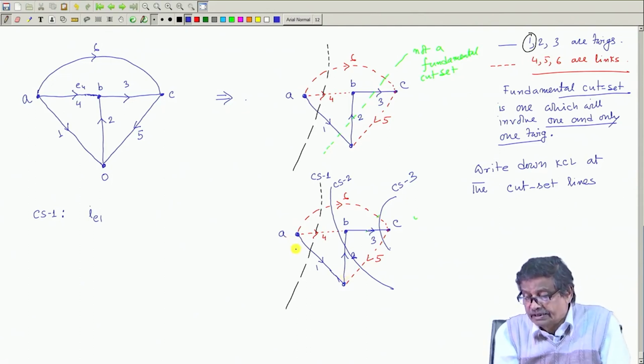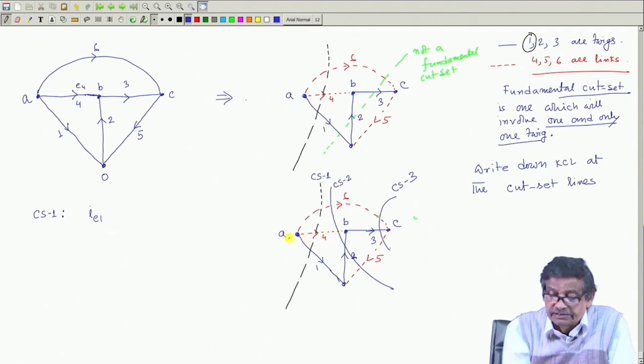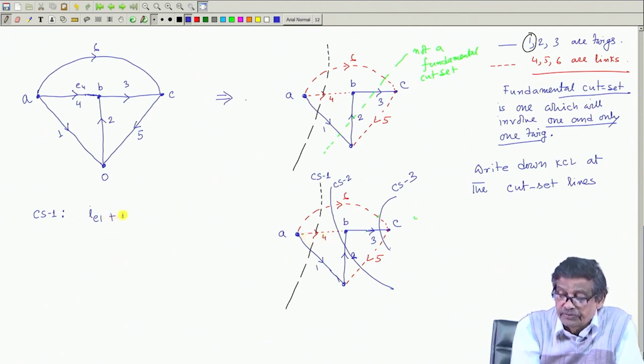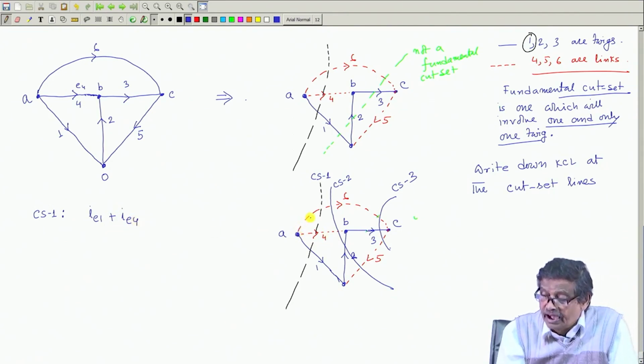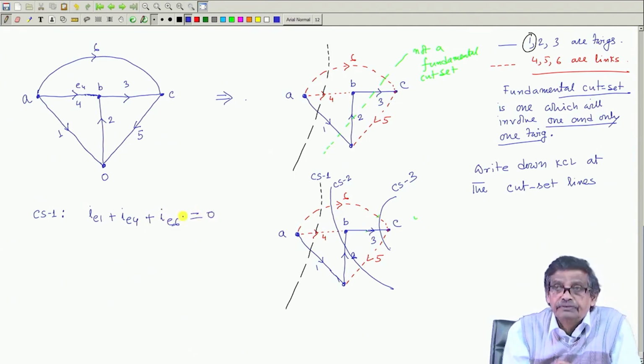from this side to this side. Similarly, IE4 is from this side to this side. So, plus IE4. Similarly, IE6 also crosses from left to right. So, plus IE6. That is all. This is equal to 0.